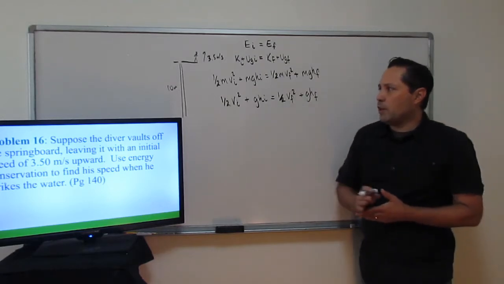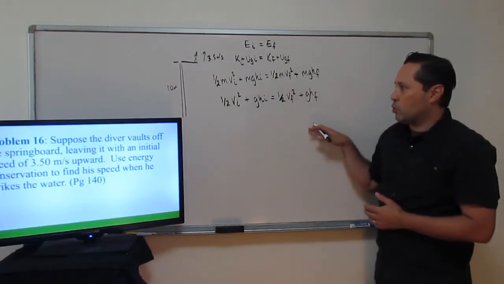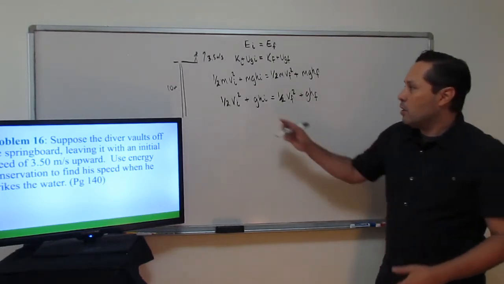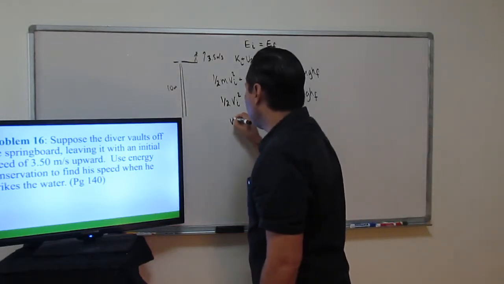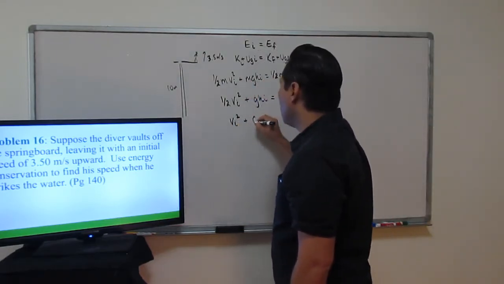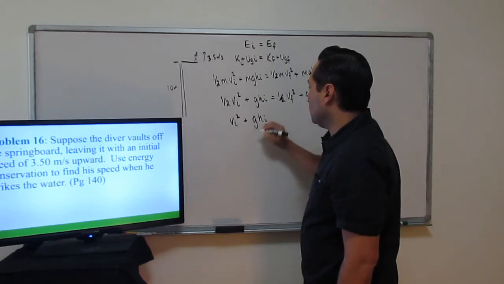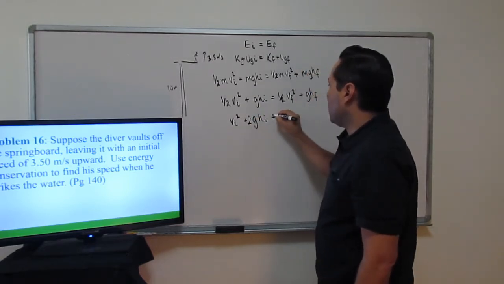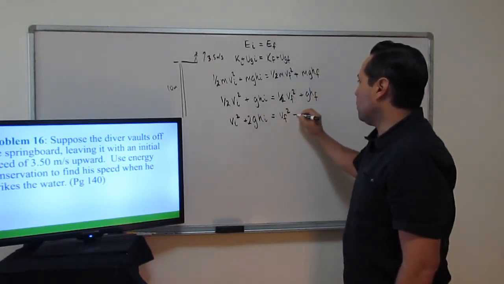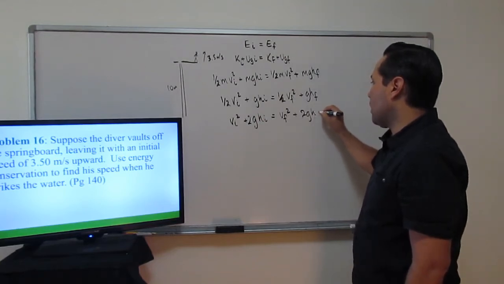Well, we can simplify a little bit. I'm going to go ahead and multiply the whole thing by 2 just to get rid of the halves. Alright, so it's going to be velocity initial squared plus gravity times height initial times 2. It's going to equal velocity final squared plus 2 times gravity times height final.